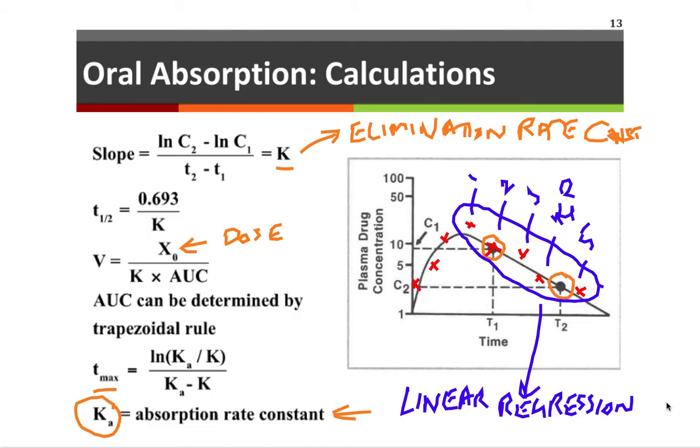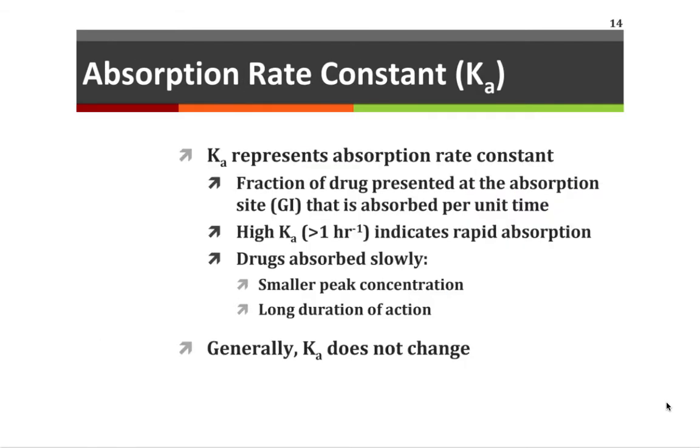So you can do linear regression to obtain the slope of that part of the graph. So Ka is something unique, and we haven't seen that before in any of the models that we talked about so far. It represents the absorption rate constant, a fraction of drug presented at the absorption site that is absorbed per unit time. So elimination rate constant was the fraction of drug eliminated per unit time.